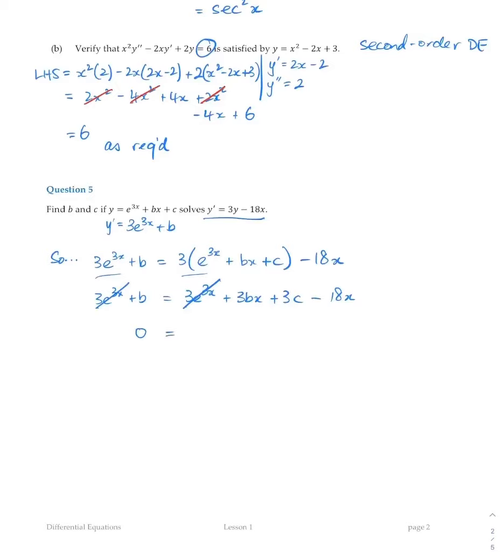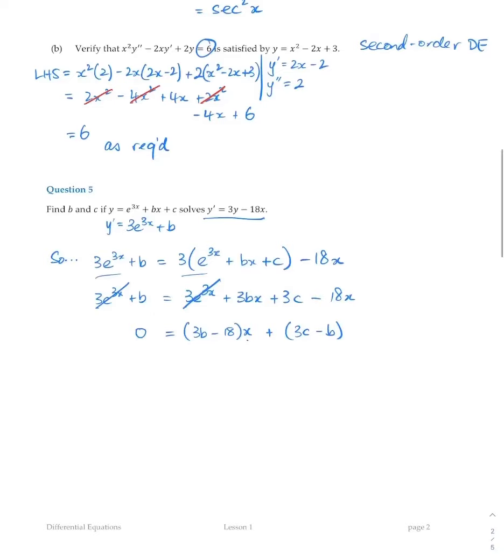0 equals. Now note here that we've got x values and we've got constants, and it's really important I put them together. So the x values first. We've got 3b minus 18 lots of x plus 3c minus b. Now what we have here is not really an equation but an identity. It's saying that for all values of x, this expression on the right-hand side has to equal 0.